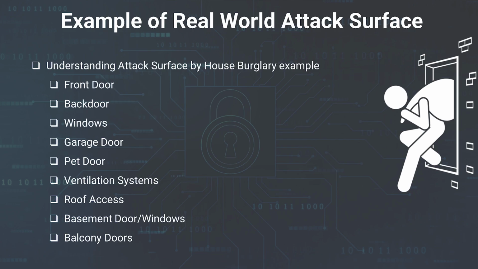These are not something different; this is something you already know. So front door, of course, back door, windows, garage door, patio door, ventilation system, roof access, basement door, balcony doors. Depending upon the house, this can vary, but these are some of the common entry points for a thief to break into the house, right? So this is something which I would call an attack surface.